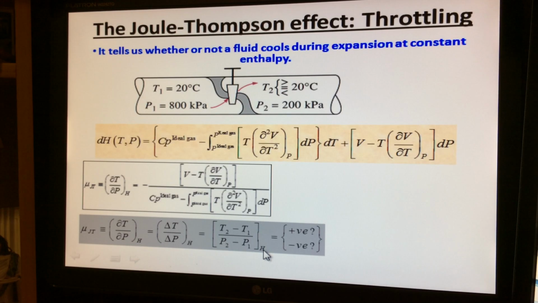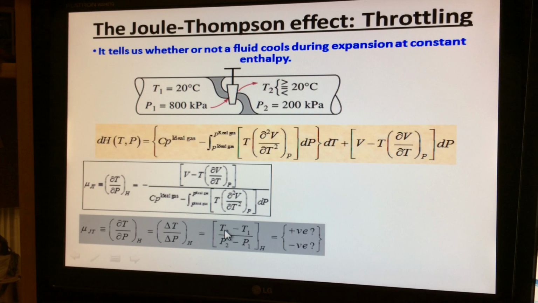The question we ask ourselves is whether this quantity is positive or negative. If you look at the denominator, P2 minus P1 is always going to be negative. The reason is that flow is possible when you have a pressure drop. The fluid is expanding, and when the fluid expands, of course, the pressure drops, so P2 is always less than P1, and that's how flow is possible. So the difference between P2 and P1 is always negative.